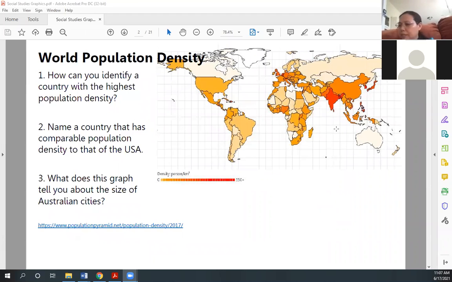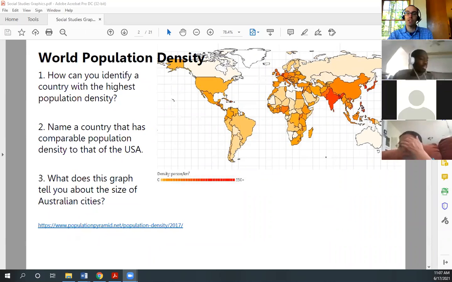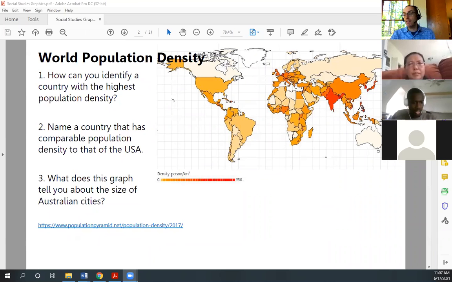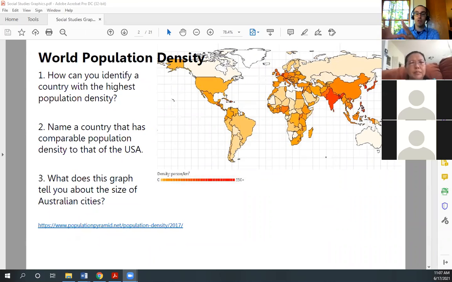So this first map says world population density. The first thing, just like with a reading, you want to preview it. If you're given a little paragraph, you want to see if there's a title, and when you get a graphic, you want to see if there's a title. Anything that shows up on your screen or on your paper, you want to start learning what it has for you, right? So this says world population density.